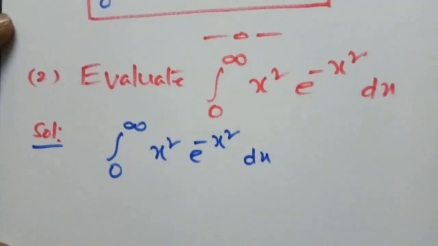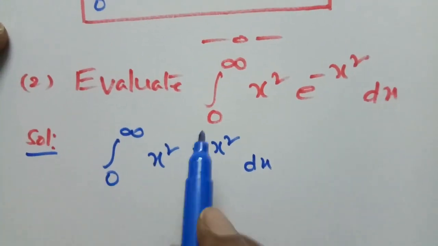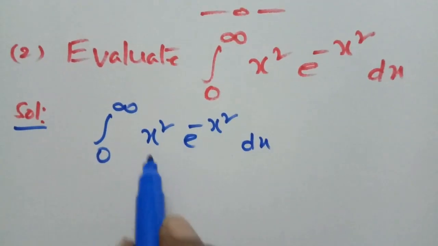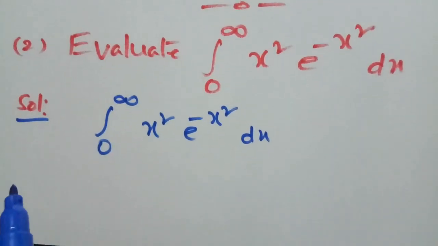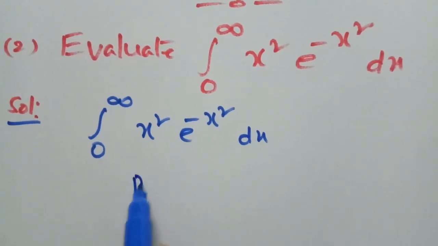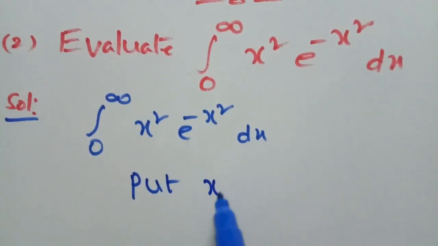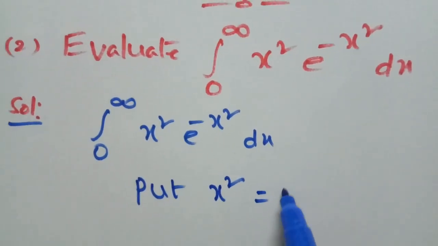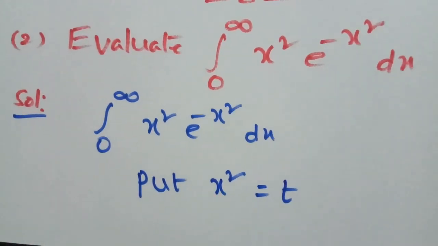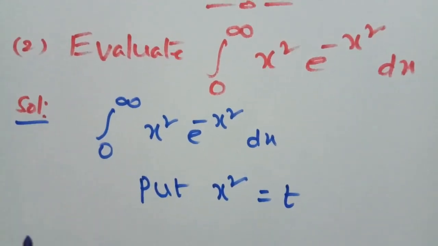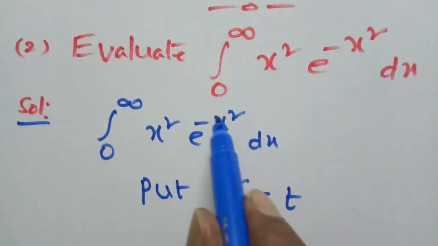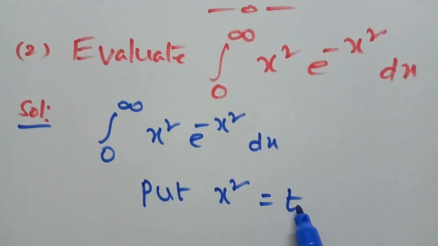Here, to evaluate this integration, integration by substitution reduces this integration into the standard form of gamma function. For this integration by substitution, here put x square is equal to t. Since in the gamma function we have e to the power of minus x into x to the power of n minus 1 dx, for this we are assuming that x square is equal to t.